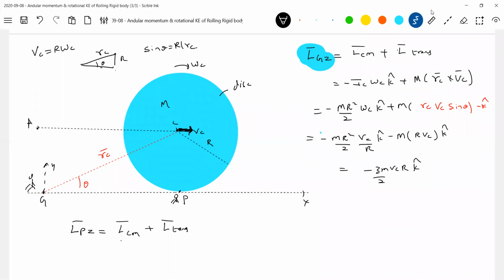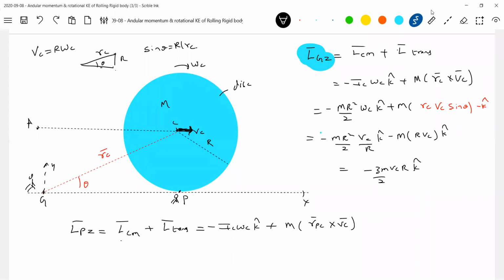Let me keep it like this here. Then, what is L_CM? Again, it should be the same: I_C omega_C k cap. There's no change in this. What about translatory motion? m into R_PC bar cross V_C bar. Shall I change this? Earlier, this was R_C, no? So now R_PC bar. And what is the angle between R_PC bar and V_C bar? Oh, this one. This is 90 degrees.